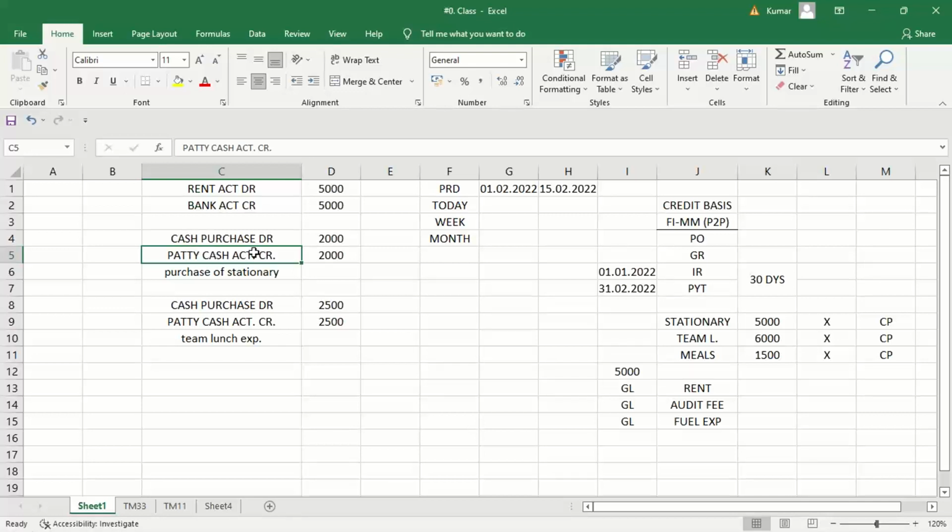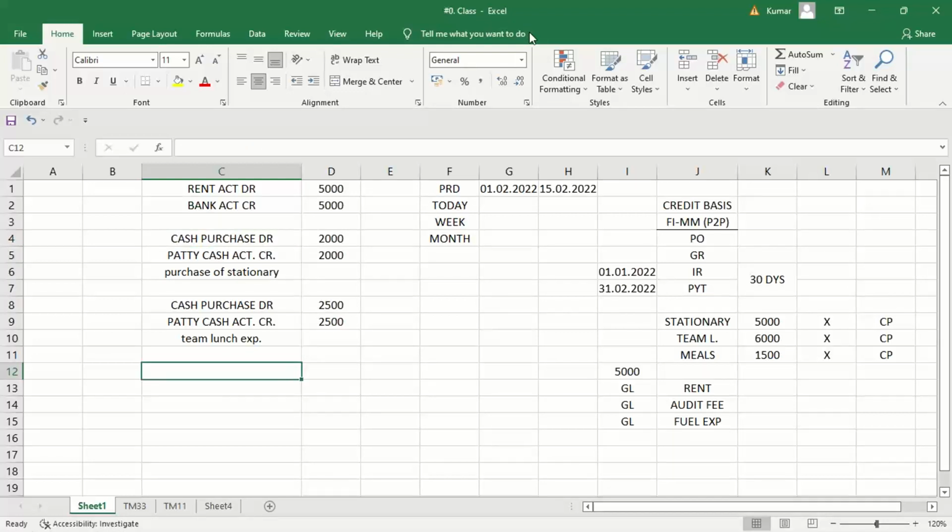But instead of all these GL accounts, I have created only one account, called cash purchase, and that is going to be debited. The moment we have created one GL account, there is no need to create thousands of GL accounts, right? That is the benefit of cash purchase. Here, we have eliminated the creation of several hundred or thousands of GL accounts.